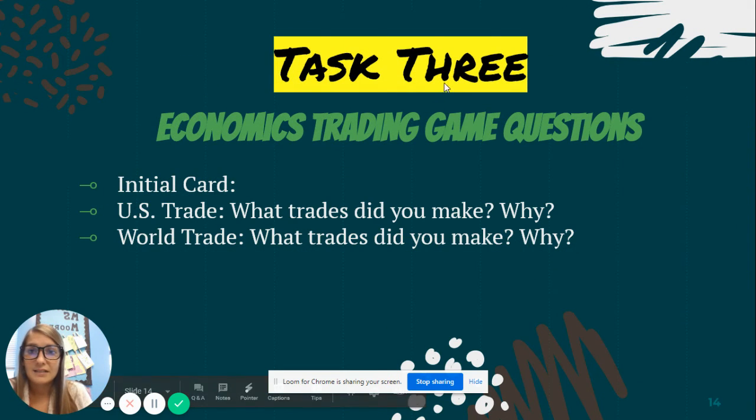Okay. Task 3, economics trading game questions. So these are the written questions after we've played that game and we've discussed all these things. You're going to put what your initial card is. Did you have McDonald's or mayonnaise or the Oakland Raiders? And then what trades did you make during the U.S. trade? What trades did you make during the world trade?